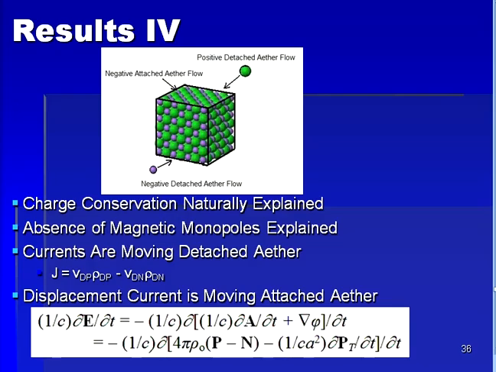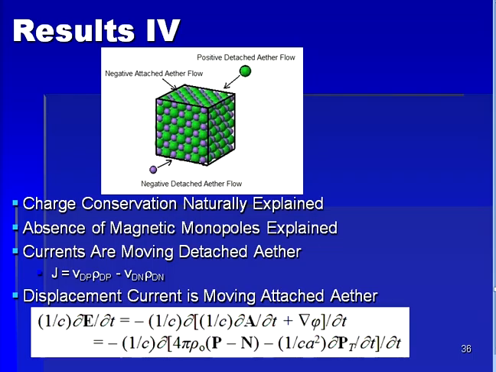Another set of results are shown on this slide. First, as mentioned earlier, the law of charge conservation is easily obtained from the model proposed here. Since charge is identified as detached ether, we see that whenever positive ether becomes detached, it must become detached from negative ether, freeing an equal amount of negative ether in the process.